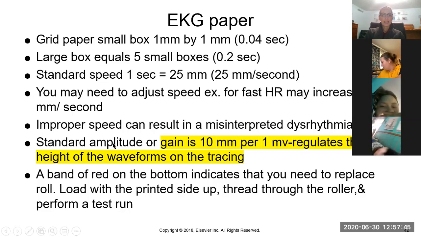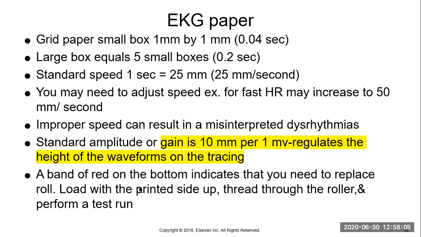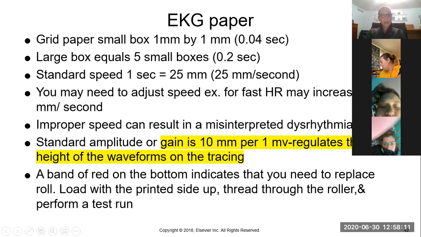Now, the standard amplitude, also called the gain, G-A-I-N, is 10 millimeters per 1 millivolt. More or less what this does is it regulates the height of the waveform on the tracing. Okay? So, again, it's either called the standard amplitude or the gain, and this is what regulates the waves, okay? The normal is 10 millimeters per 1 millivolt.